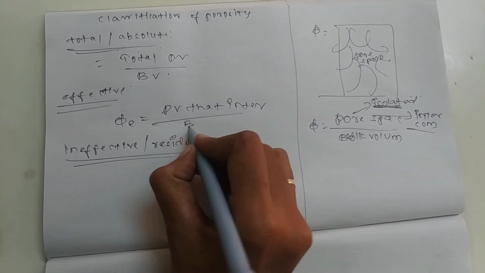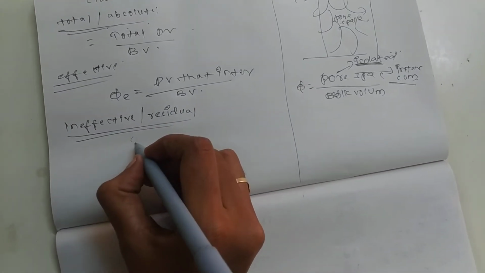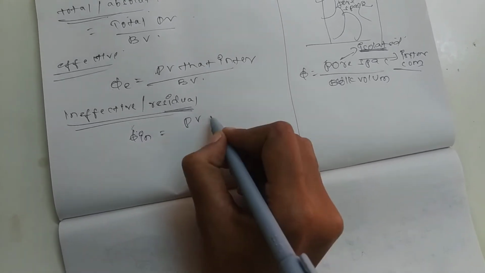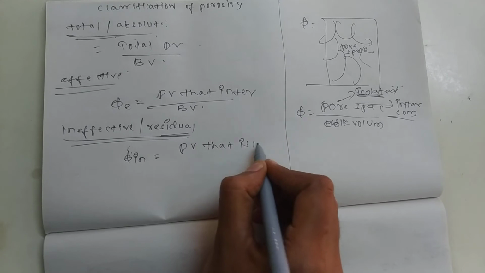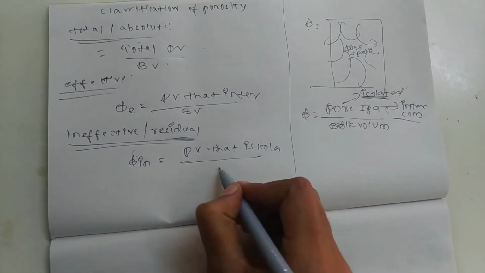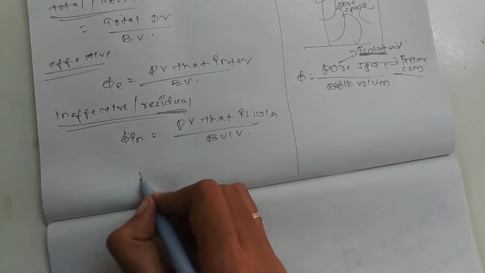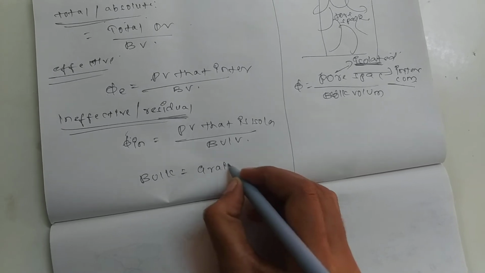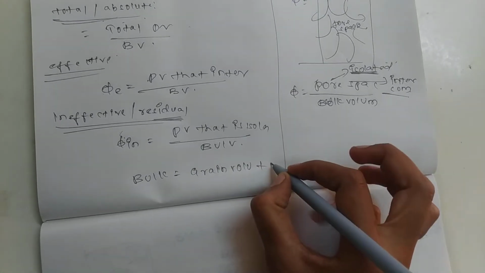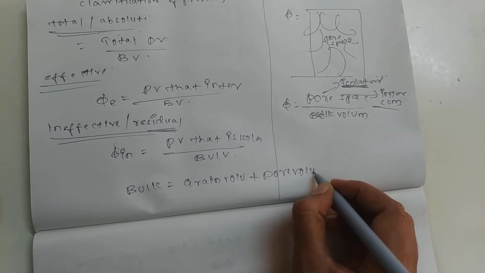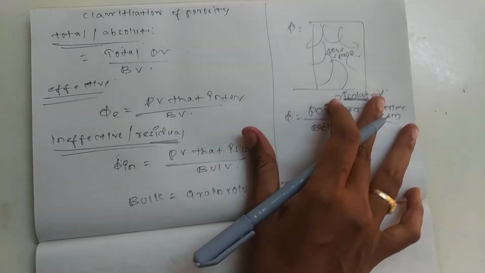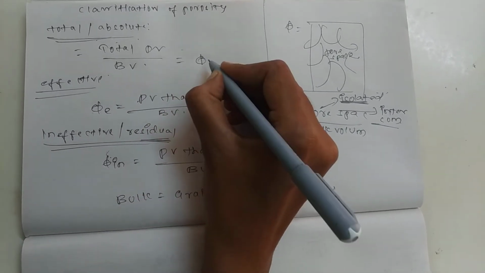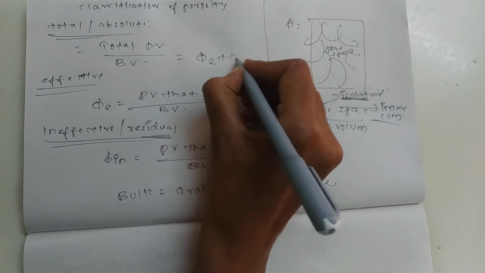whereas ineffective, also known as residual porosity, where phi ineffective is equal to pore volume that is isolated by the bulk volume. And let me tell you, bulk volume is nothing but grain volume plus pore volume. And one more formula: total porosity is equal to phi effective plus phi ineffective.